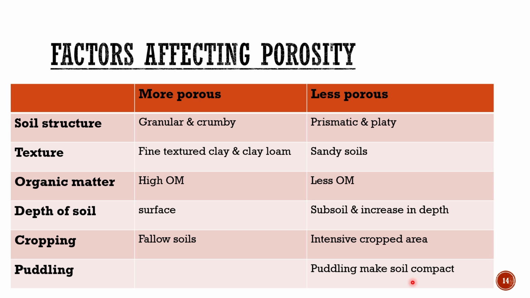So fine textured clay and clay loam will have more porosity, and organic matter also increases the porosity. I think you know the reason why, because it decreases the bulk density of the soil. Actually, porosity and bulk density are inversely proportional. You know that. So that is the reason why organic matter will increase the porosity of the soil.